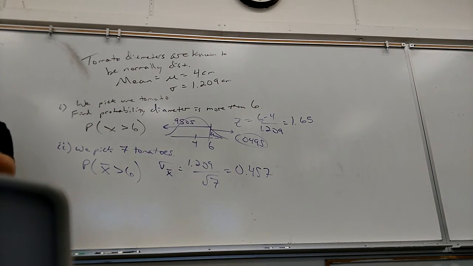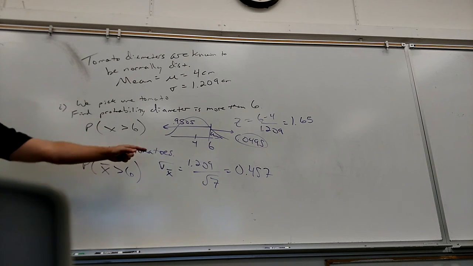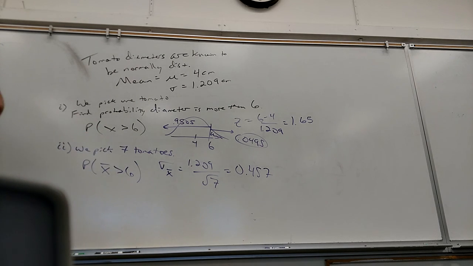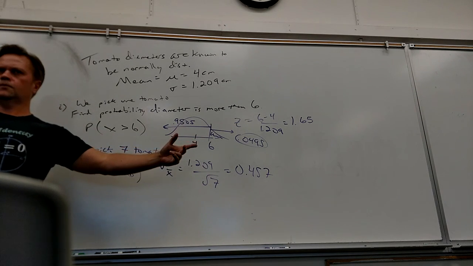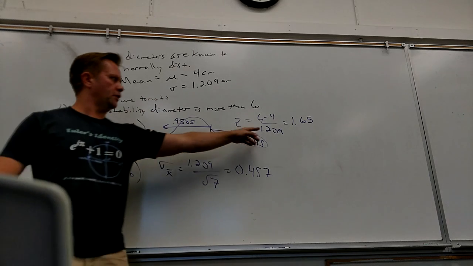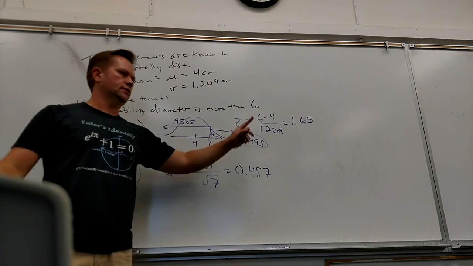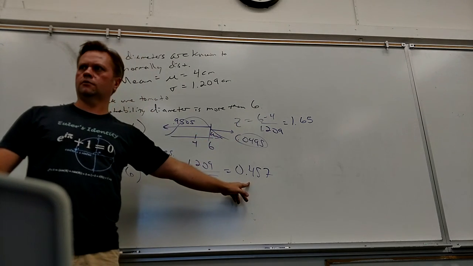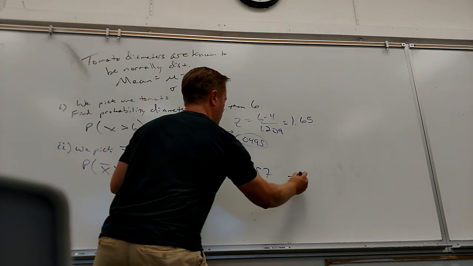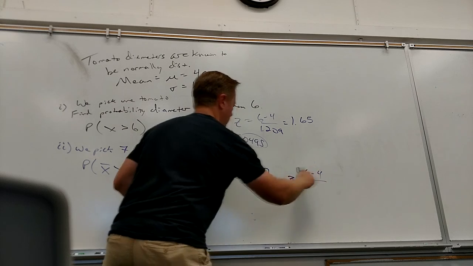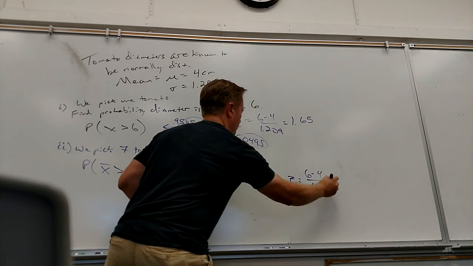Again, what is it that made me realize I had to do this? Took a sample, asked a question about the sample mean. Then I know, oh, central limit theorem, you don't even have to think that. That thing where I got to change standard deviation. And then I do all the same exact work, but right here instead of 1.209, I got 0.457. So now the z-score, same picture, same everything. The z-score, though, is going to be 6 minus 4 divided by 0.457.